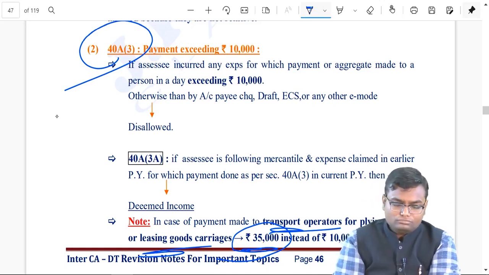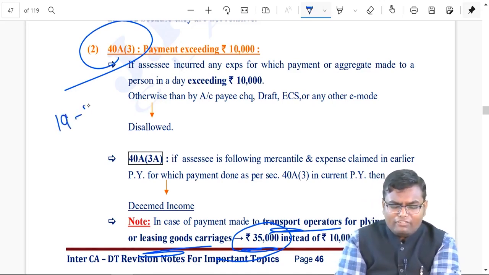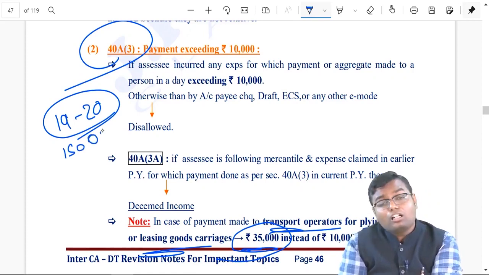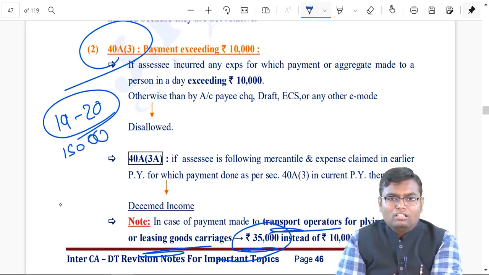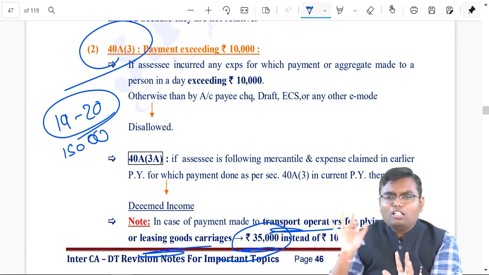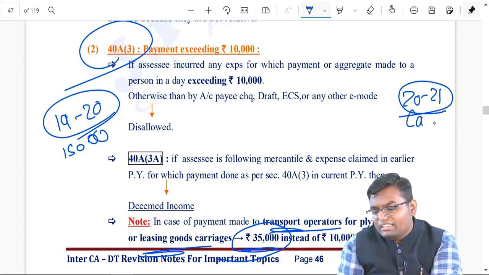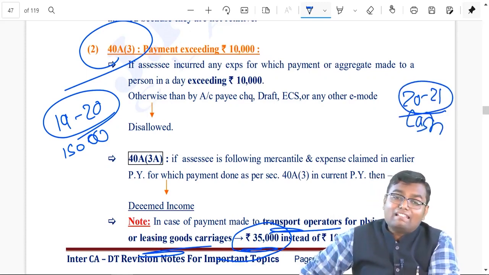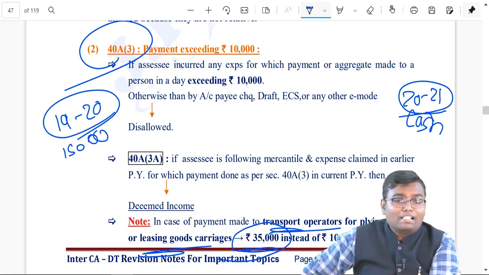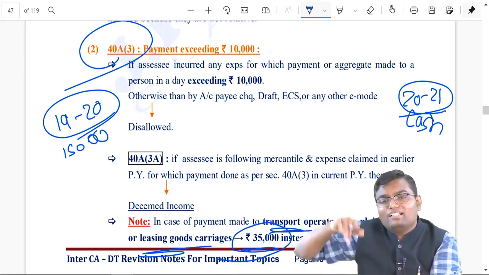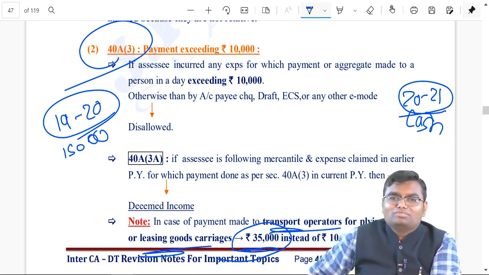Let's say in some earlier year, let's say in 1920, I have claimed one of the expenditures, for 15,000 on accrual basis. Payment I haven't done, it got accrued, so I claimed the deduction. Now in the year 2021 I paid that 15,000 to the creditor in cash. Can I say I violated 40A3? But now I can't disallow that expense because it is not debited to P&L. It was debited in the earlier year. So now what to do?